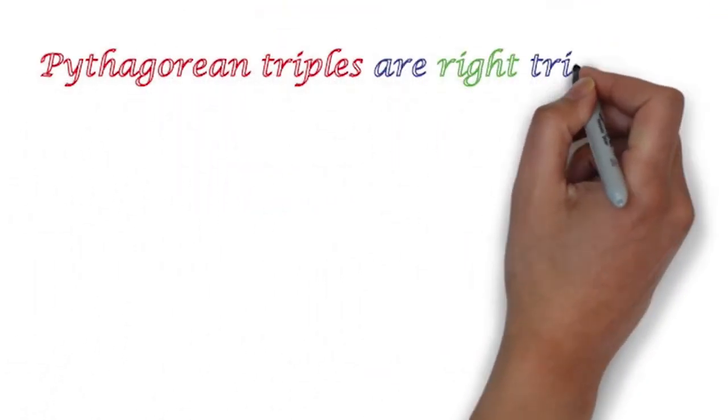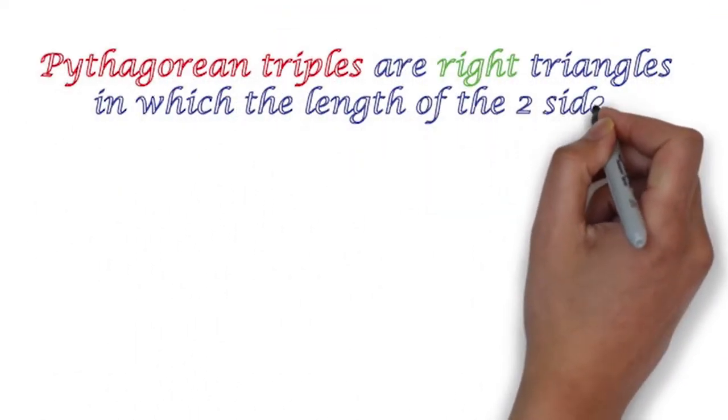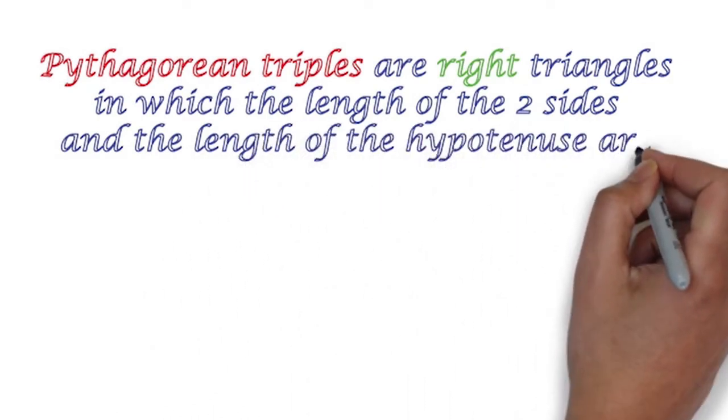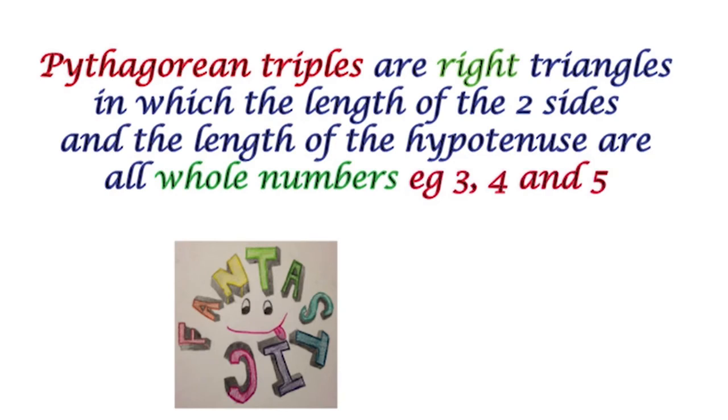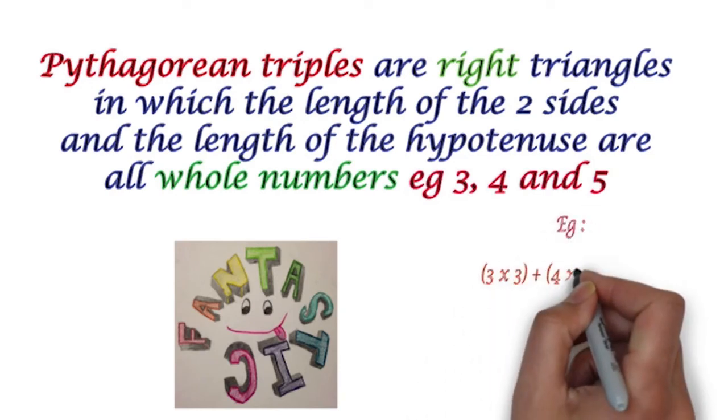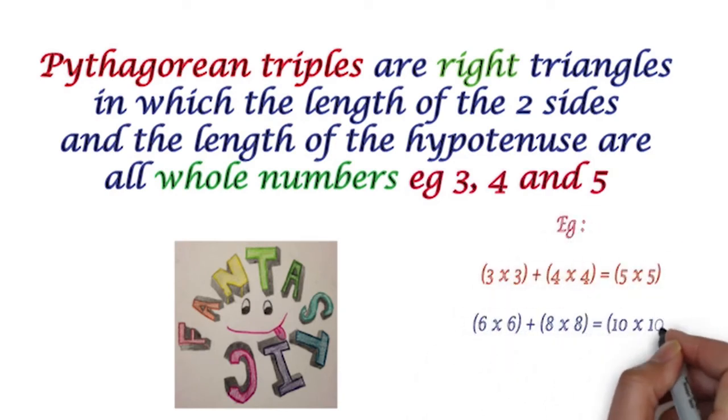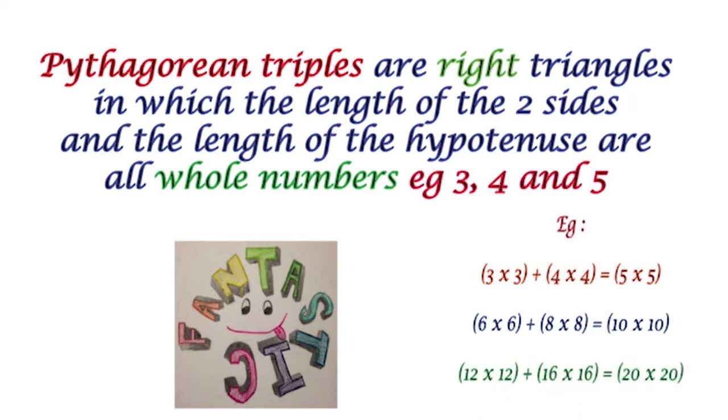So Pythagorean triples are right triangles in which the length of the two sides and the length of the hypotenuse are all whole numbers. So 3, 4, and 5 are called Pythagorean triples. So, in fact, are 6, 8, and 10, and 12, 16, and 20.